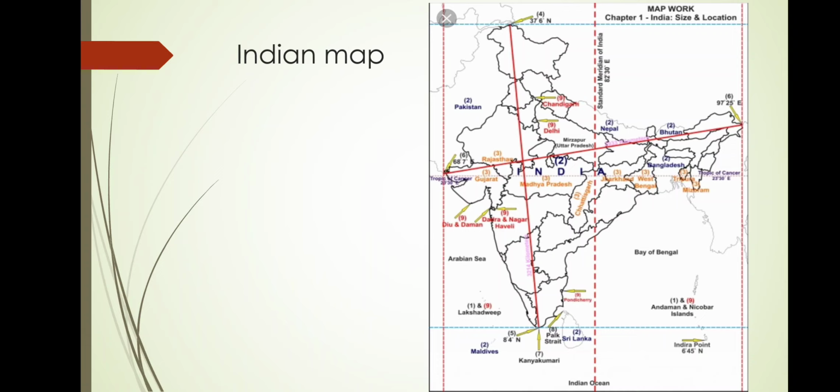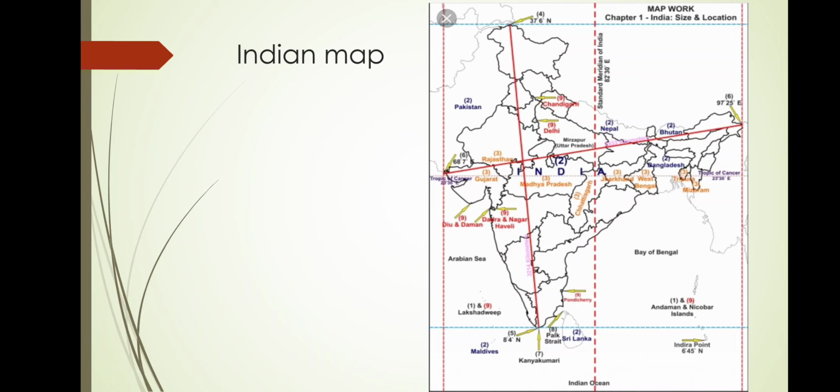And then a very important line which we have to understand is the Tropic of Cancer. The Tropic of Cancer, which is valued as 23.5 degree north, is the latitude that passes through India almost from the center. So that center is going to be known as the Tropic of Cancer.